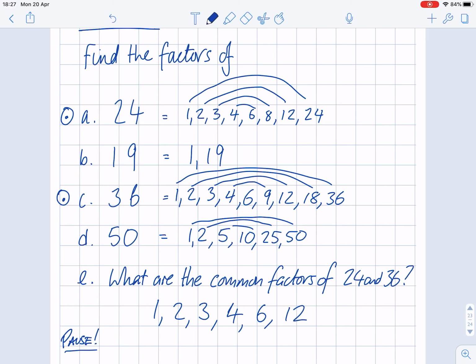So well done for having a go at that, folks. If you thought, oh god, that was tricky, don't worry. We'll get into factors and multiples more. Take that as a little warm up, and I look forward to seeing you tomorrow when I'm sure you're going to smash it.